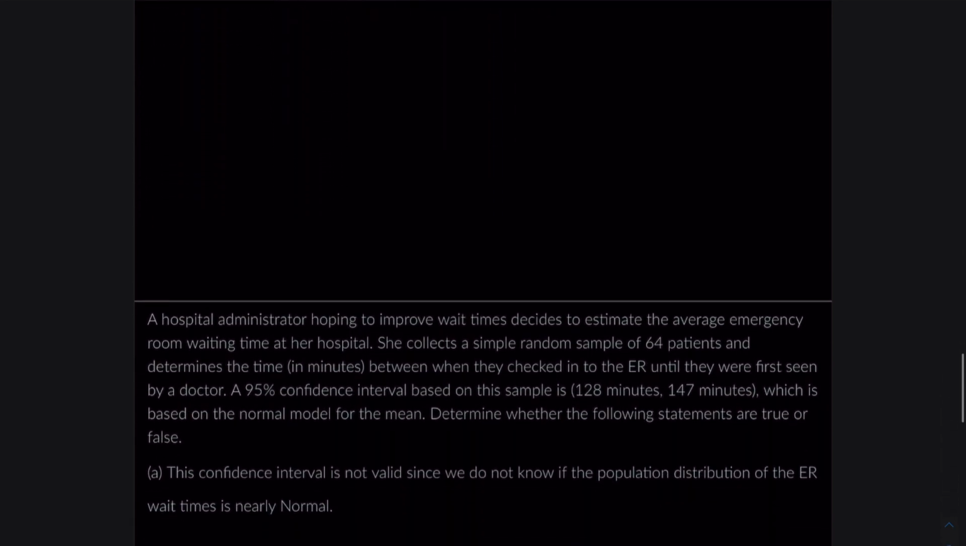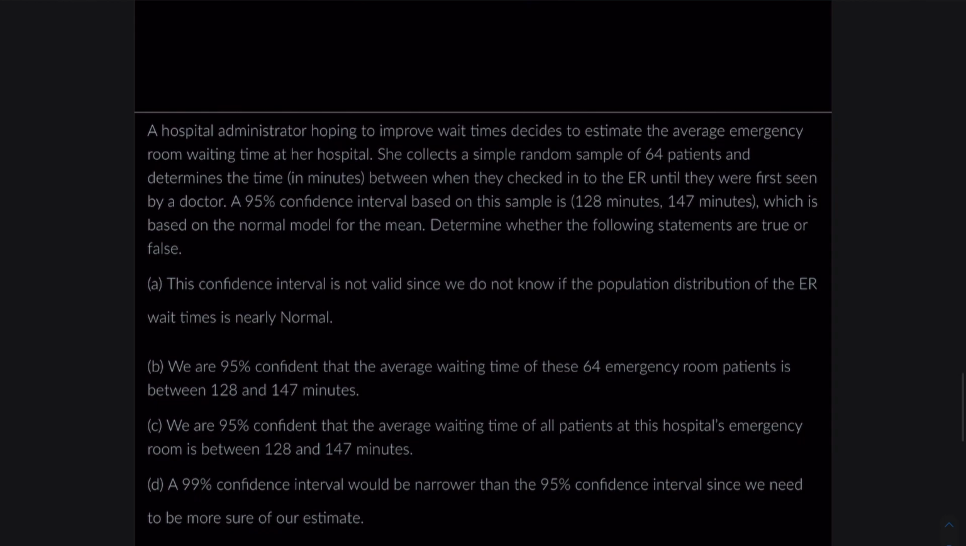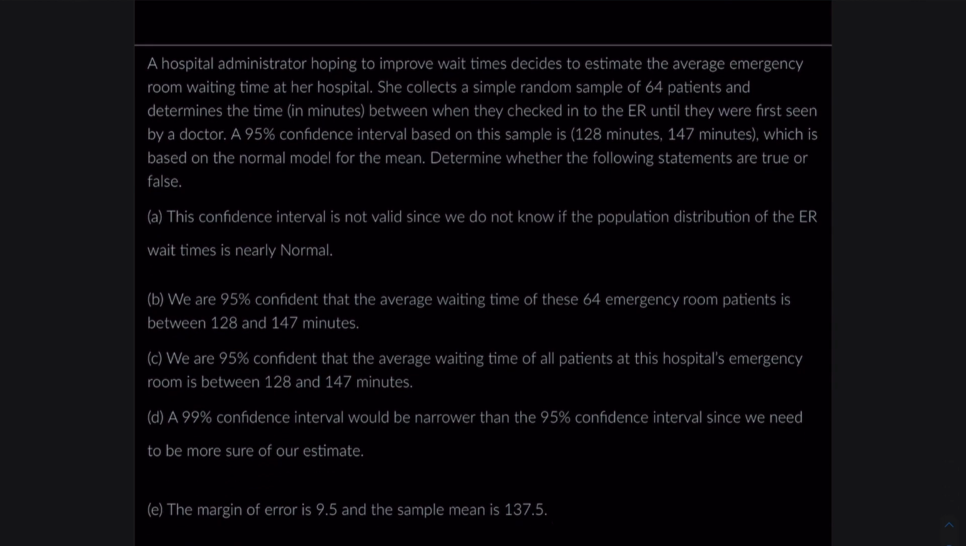That's just false. Okay, a hospital administrator hoping to improve wait times decides to estimate the average emergency room waiting time at her hospital. She collects a simple random sample of 64 patients and determines the time in minutes between when they checked into the ER until they were first seen by a doctor. A 95% confidence interval based on this sample is 128 to 147, which is based on the normal model for the mean. Determine whether the following statements are true or false.